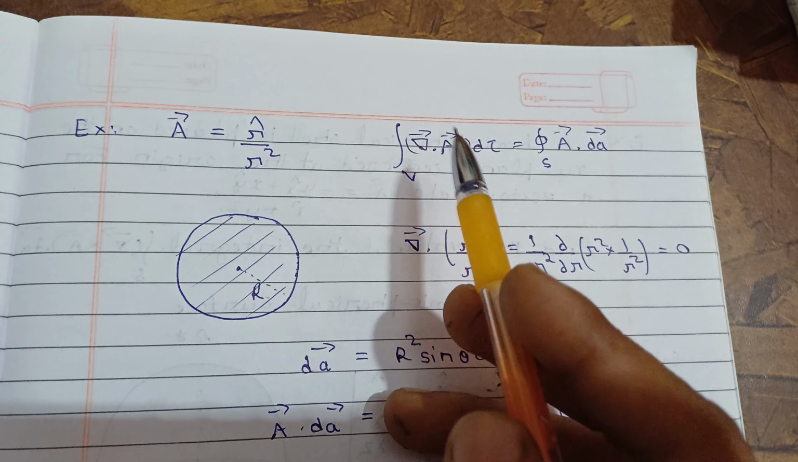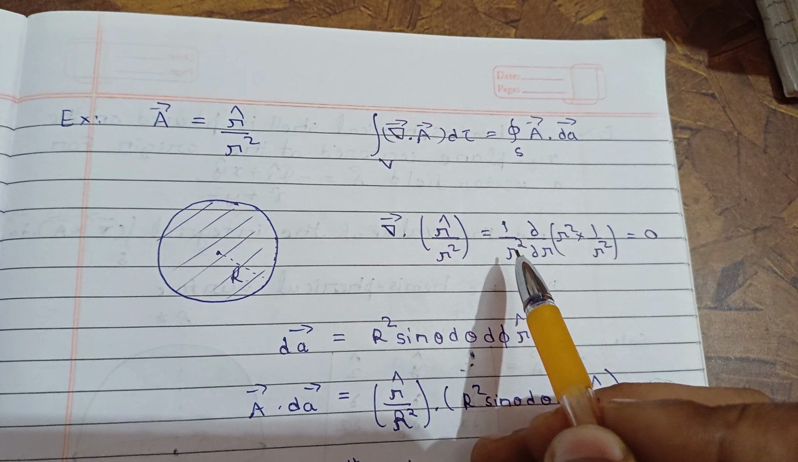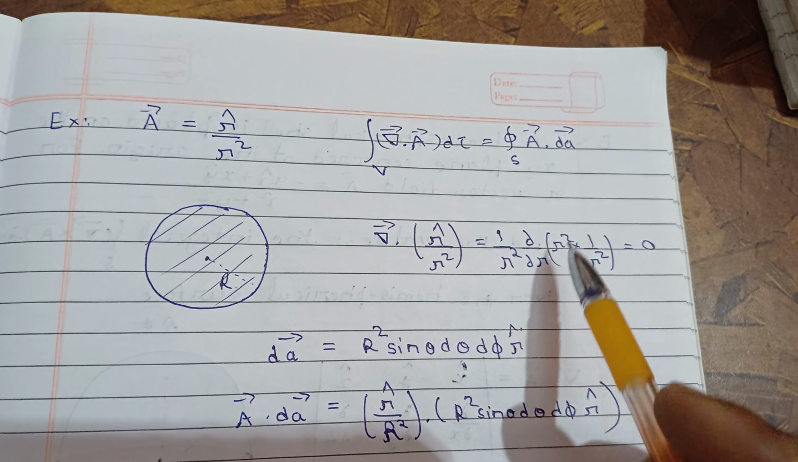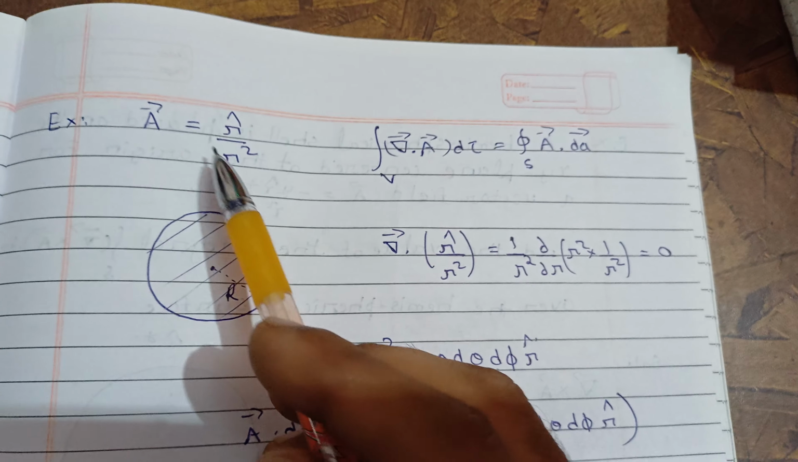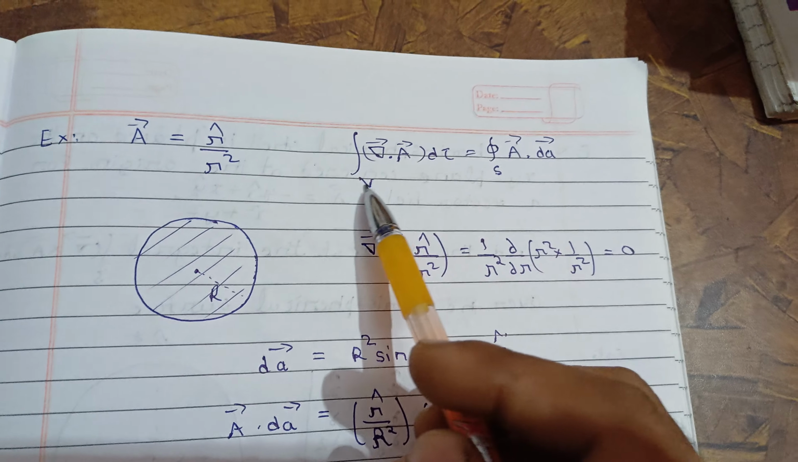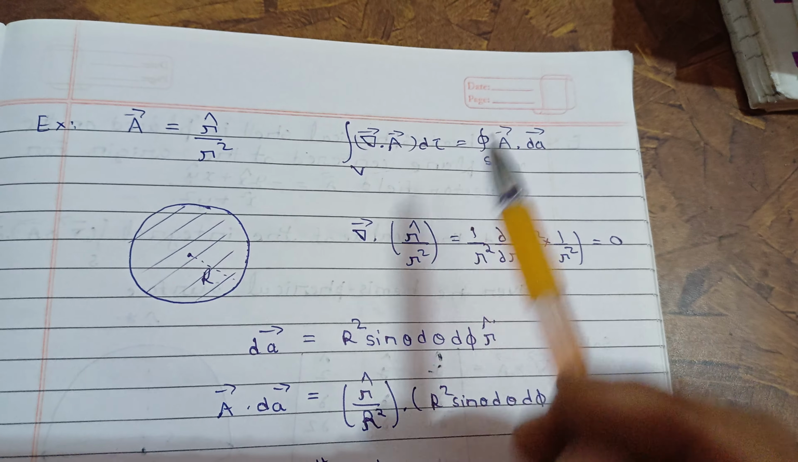So this is your A. The divergence of A, in spherical coordinates, will be 1 upon r square del by del r of r square times A_r, and A_r is 1 upon r square here. This will cancel out, and this will give you 0. Now see, this left hand side will give you 0. Let's check the right hand side now.